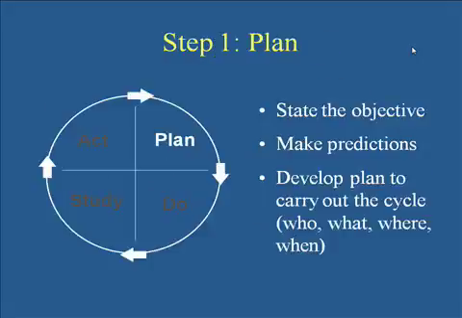The first step in the cycle is the plan. You want to plan the test or observation, including a plan for collecting data. State the objective of the test. Make predictions about what will happen and why. And develop a plan to test the change. Who will do it? What will be done? When will it be done? Where will it be done? And what data will need to be collected?